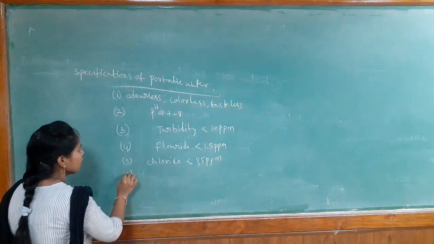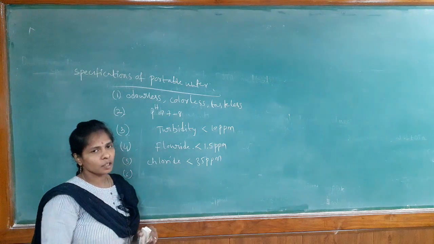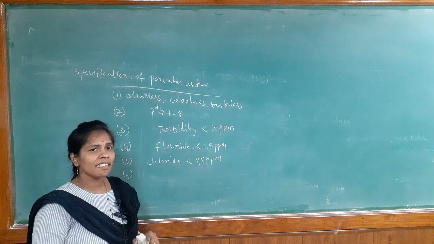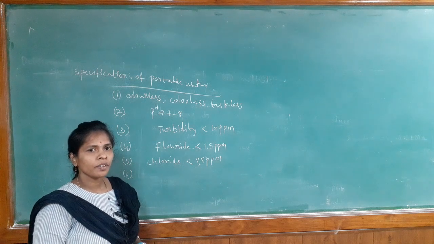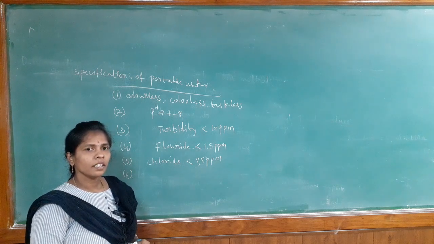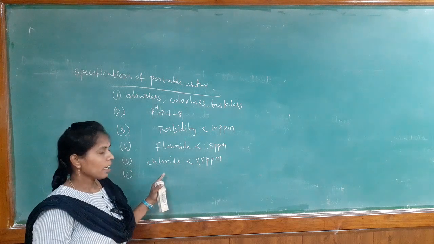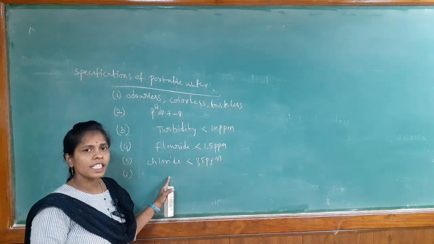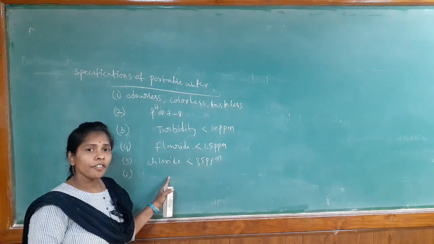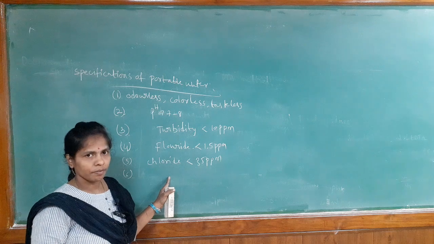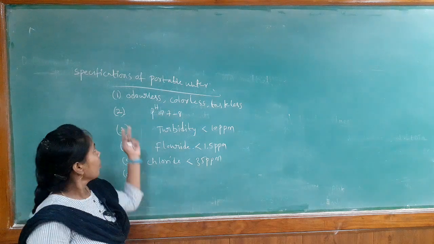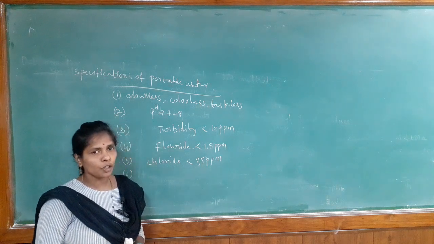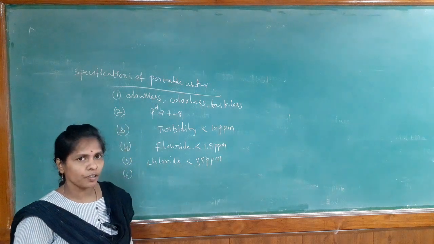And the next one, it must be free from the disease causing microorganisms. That means it should not contain any disease causing microorganisms, and it must be free from the suspended impurities and free from the harmful impurities like sulfur. Yes. So, these are the specifications of potable water. So, now let us see the next topic. It is important for 2 marks question.